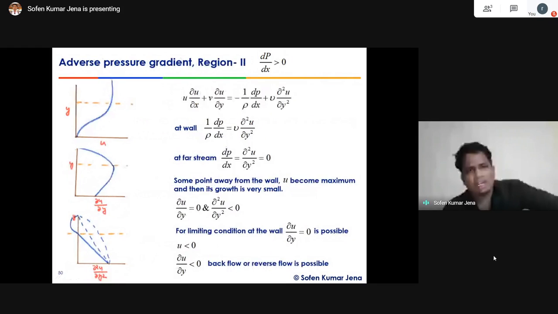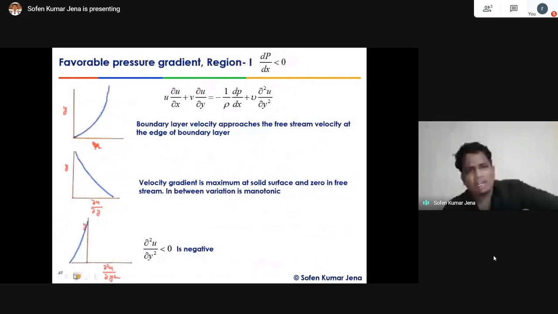Let's go on to see that. Okay. If the pressure gradient goes to greater than 0, then what will happen? If the pressure gradient is greater than 0, del square u by del y square is greater than 0. In the previous section, we noticed that del square u by del y square is always less than 0, right?